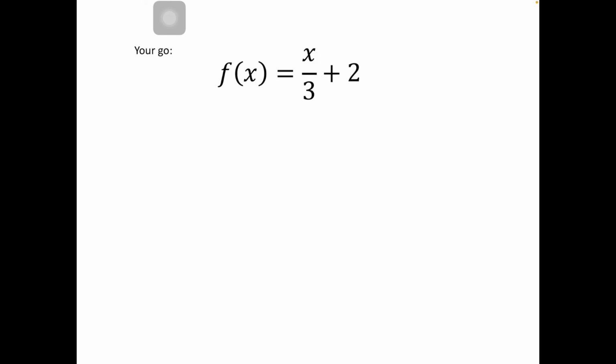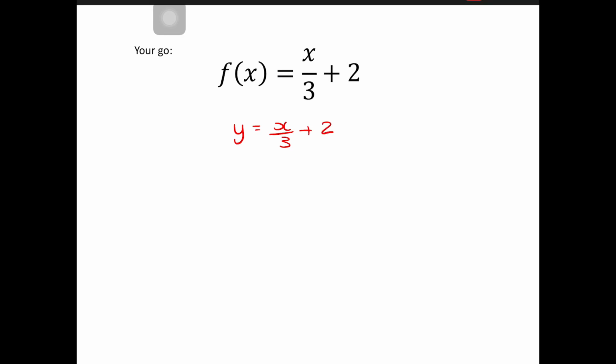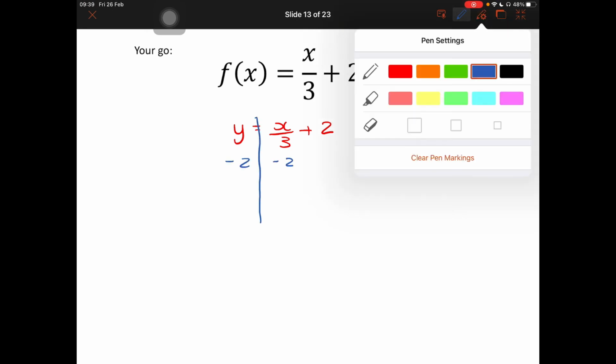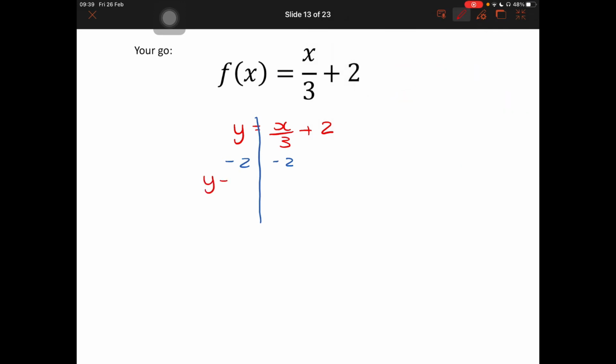Okay, guys, slightly different type of equation to rearrange, but we should still be nice and happy with these. So same process, y equals x over 3 plus 2, so swap y in. Then we need to make x the subject. So take 2 from both sides. Gives me y minus 2 equals x over 3.